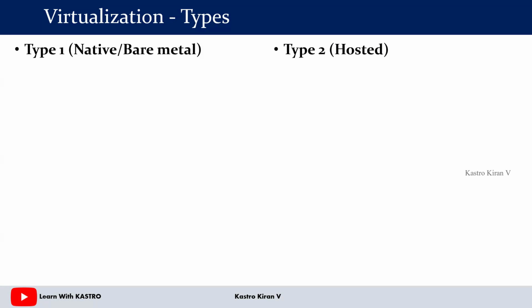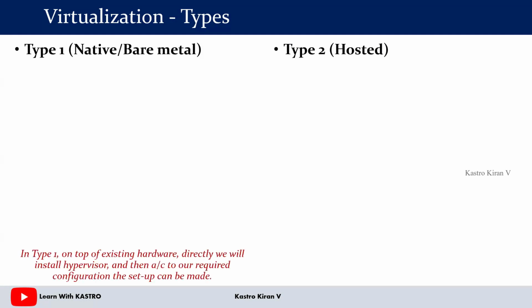Now let's understand what is meant by type 1 virtualization. In type 1 virtualization, what actually happens is on top of existing hardware. Let's say you have your own laptop and in your laptop you have the hardware. What I am doing in type 1 is, on top of existing hardware, I directly install the hypervisor software. What is the advantage of installing the hypervisor software? The advantage is I can install or host multiple operating systems on a single physical machine by using this hypervisor software.